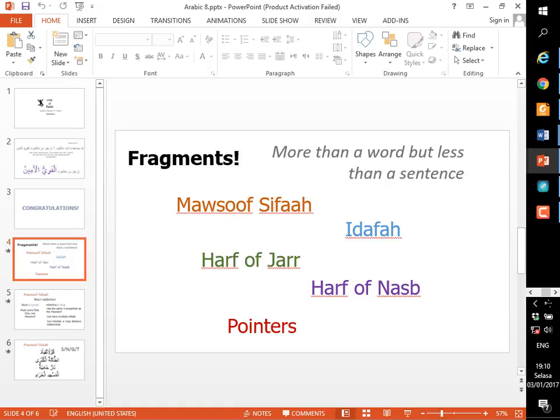Actually, I just want to show you this. We have 5 parts in what we call fragments. A fragment is more than one word, but less than one sentence. Like the tall man. It's more than one word, right? We call it a fragment, or black phone, or brown table. We will learn about the fragment. So we have 5: Mawsoof-Sifah, Idafa, harf. We learn a little bit of harf here, harf of jar and harf of nasab, and also pointers. We call the pointers a fragment too, like this phone, this chair.